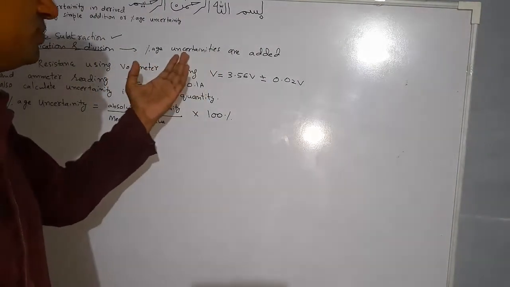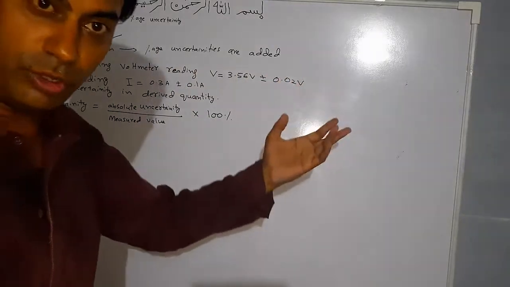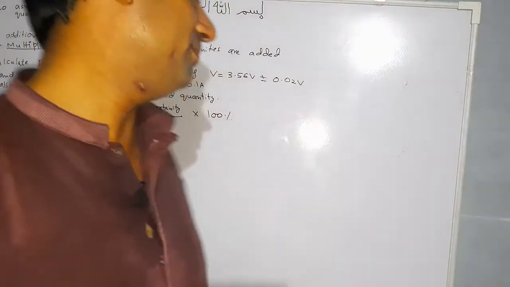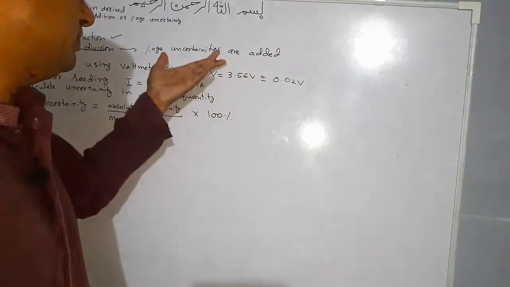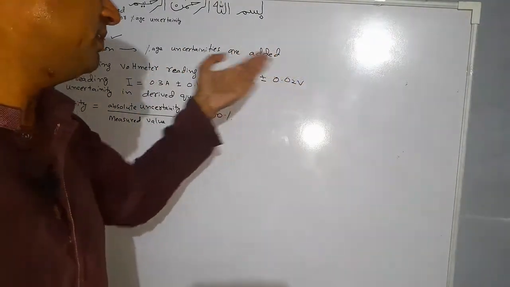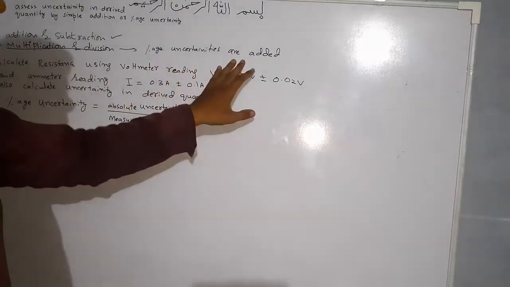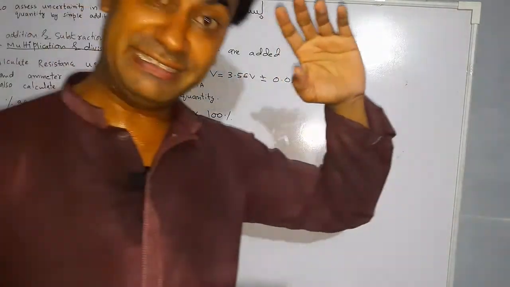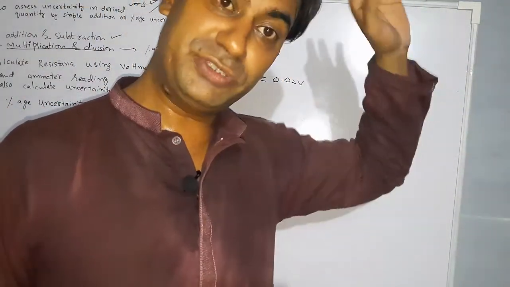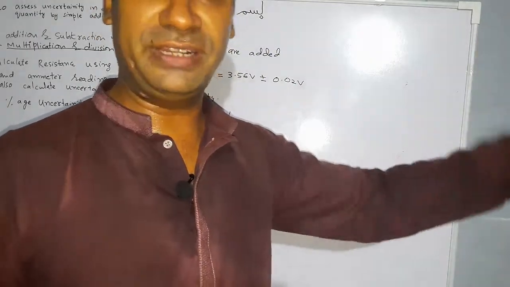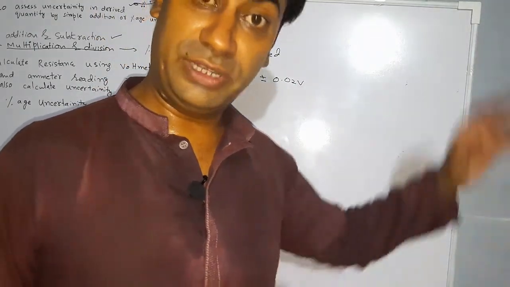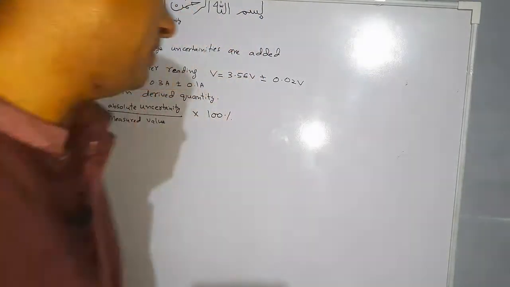So we have to calculate the percentage uncertainties of each measurement, and then add them. Not to worry about that; we are going to discuss it in detail in examples. Percentage uncertainties are added, so we can get the percentage error in the final reading. So the formula for the percentage uncertainty is this one.